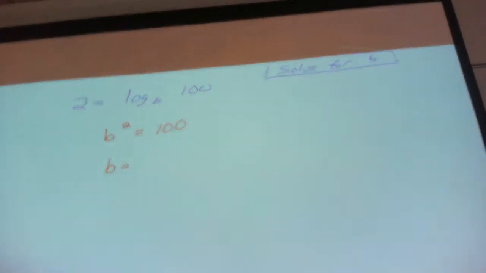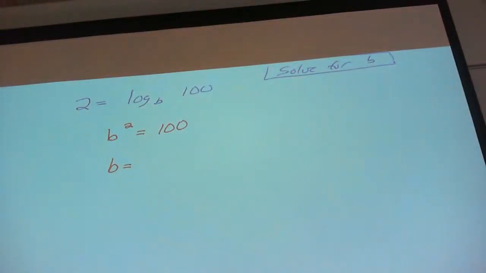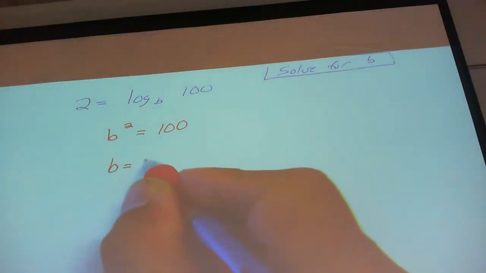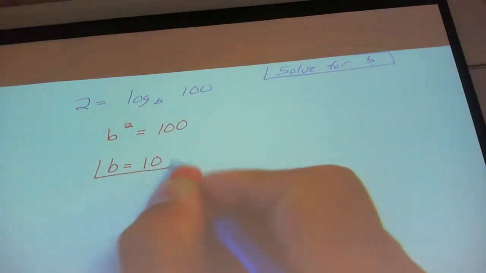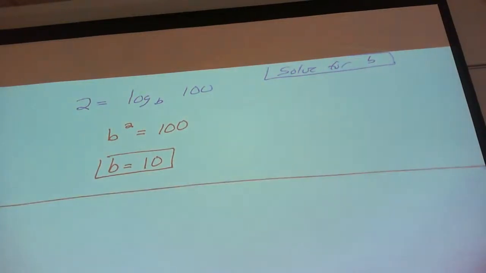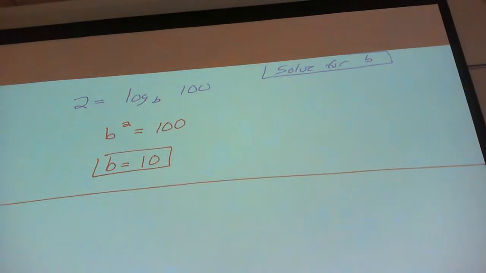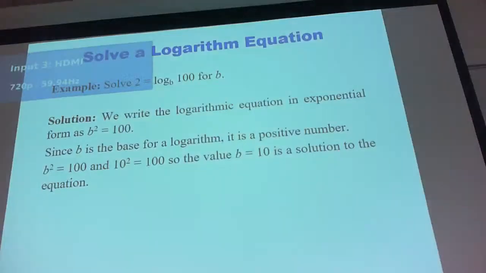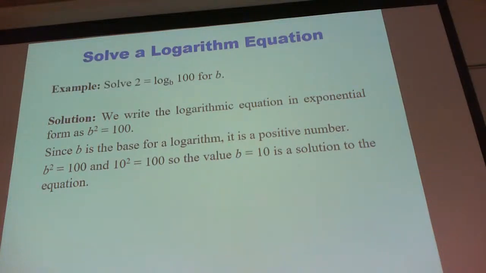Now I'm going to stop a second because some of you may have thought positive or negative 10. It's a good idea, and yes, it could be positive or negative 10, but because we're dealing with logs, remember that b has to be greater than 0. The only answer that works is 10. b has to be positive. It's a constraint of being a log. Since b is the base for a logarithm, it has to be a positive number. So b is 10 as the solution.